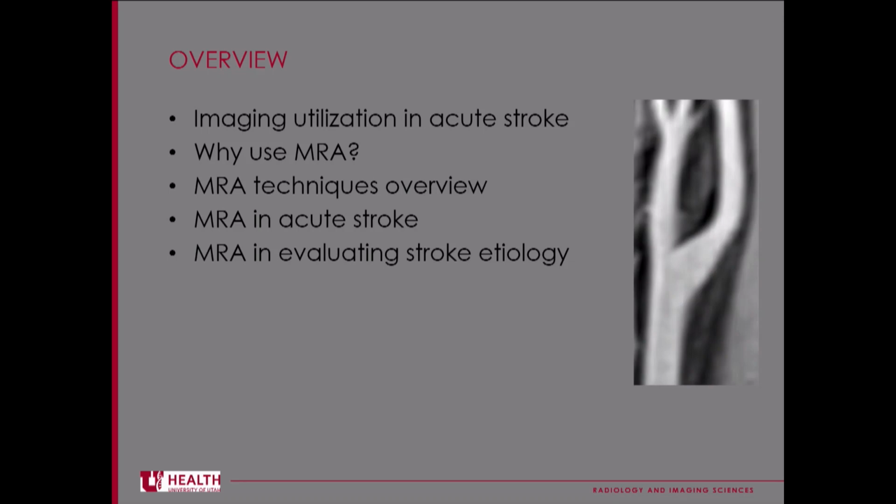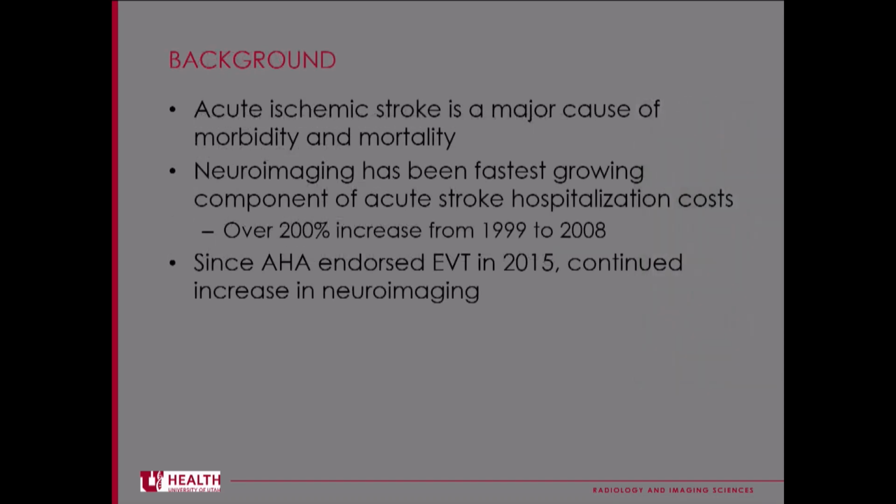Just a quick overview of techniques and how MRI can be helpful in both acute stroke and evaluating stroke etiology. So just as a background for people who are not neuroradiologists or in that field, acute ischemic stroke is a very large cause of morbidity and mortality. The incidence is about 200 per 100,000 per year, and neuroimaging is actually a huge proportion of the costs associated with stroke hospitalizations. So it's a very important part of stroke care.